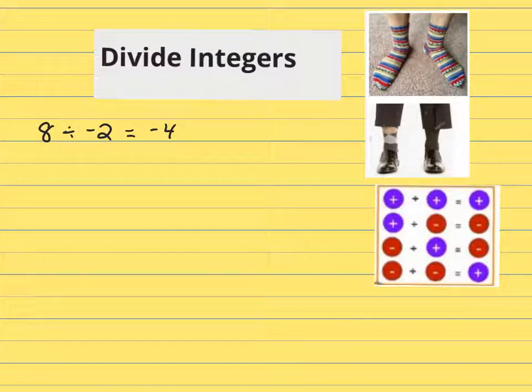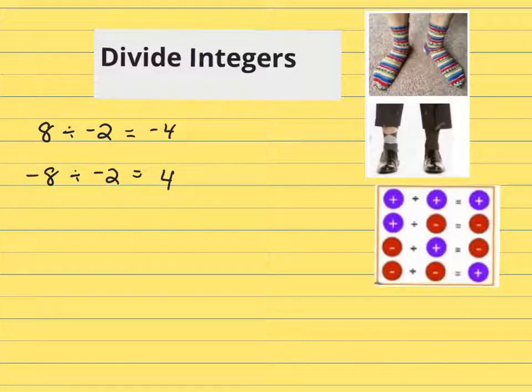Okay? So what happens if the socks do match? Well, what if we have a -8 and we divide that by -2? In this case, we can think of it as the socks match, so that would mean the quotient would be a positive outcome. So we would say +4.